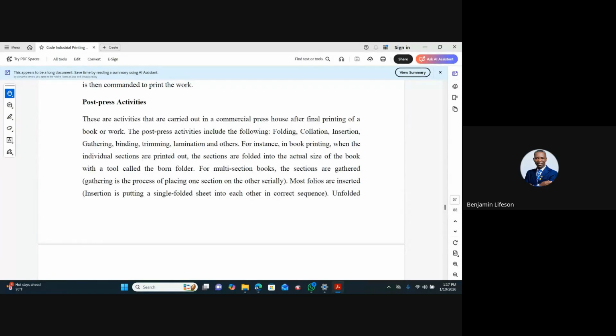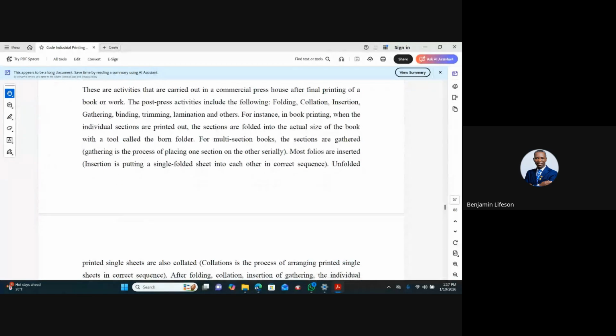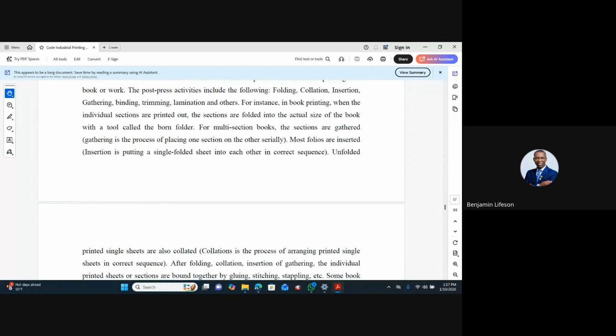All right. For instance, you may have heard some of these before. Once you have gone to an ordinary photocopier machine or press in your vicinity, you may have heard folding, collation, insertion, gathering, binding, trimming, lamination, and others. Someone's hand is up. Kindly ask, then we proceed.